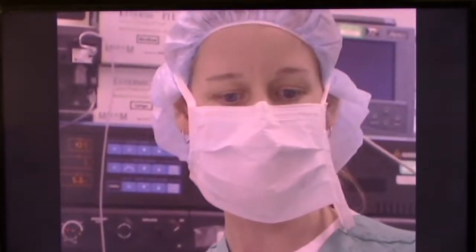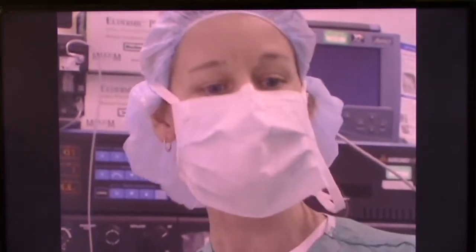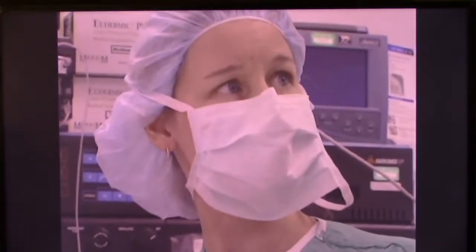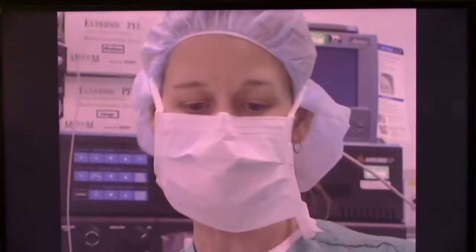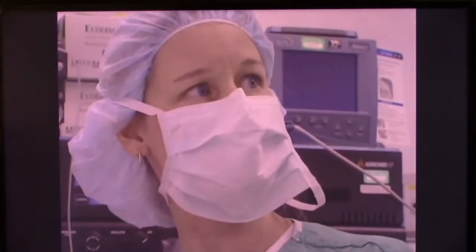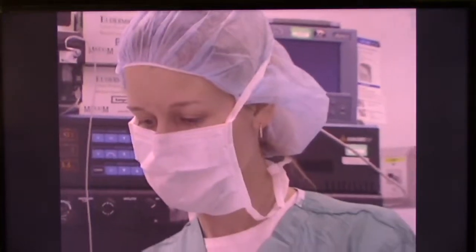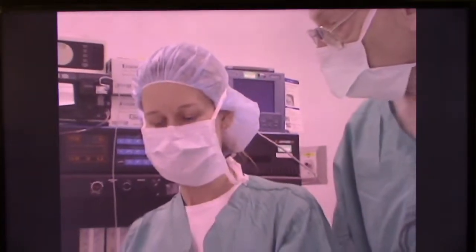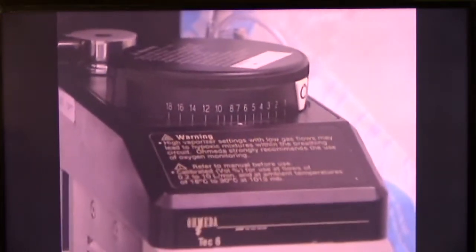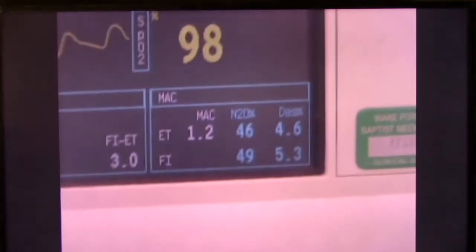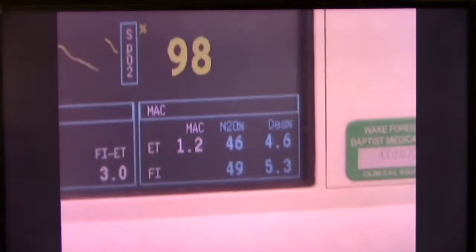Do you have any nitrous oxide with that? Yes, 50% nitrous oxide. And with induction, she's had no wheezing, and she currently has no wheezing. So desflurane didn't precipitate any wheezing? No, it did not. What concentration of desflurane are you at? Well, we are delivering 7% right now, and her end tidal is 4.6%.